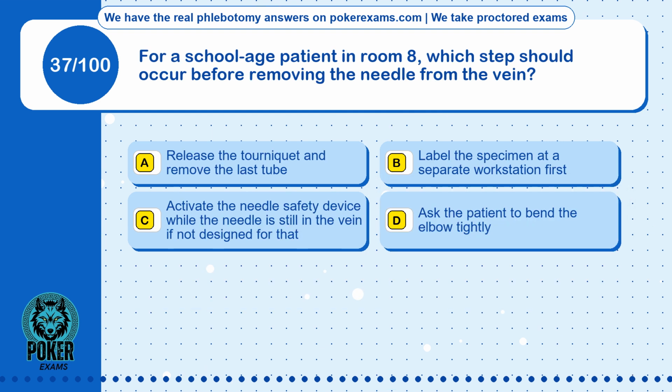Question 37. For a school-age patient in room 8, which step should occur before removing the needle from the vein? Option A. Release the tourniquet and remove the last tube. Option B. Label the specimen at a separate workstation first. Option C. Activate the needle safety device while the needle is still in the vein if not designed for that. Option D. Ask the patient to bend the elbow tightly.